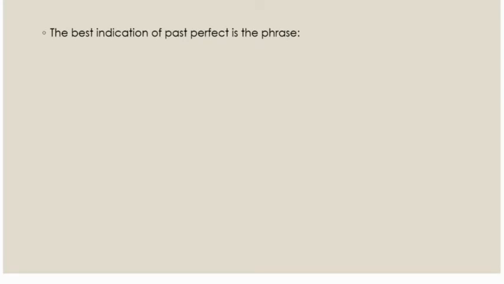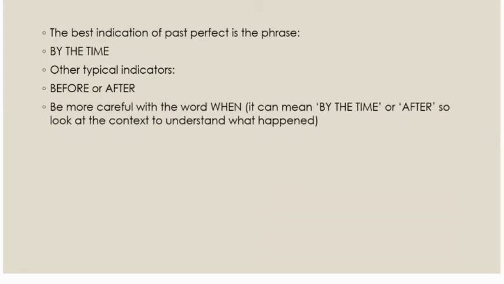The best indication of past perfect is the phrase by the time, or other typical indicators include before or after. When you see these, typically the sentence is in the past perfect. Be more careful with the word when. It can mean by the time or after, so look at the context to understand what happened. In grammar, you can follow rules, but remember that a lot of these rules have exceptions, so it's always best to look at the context.